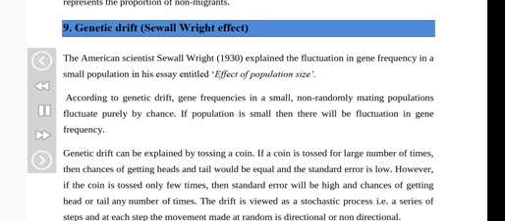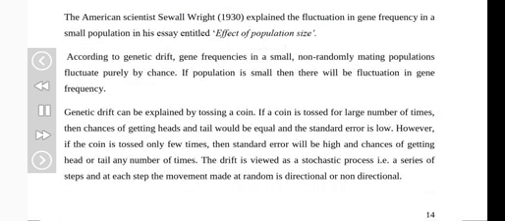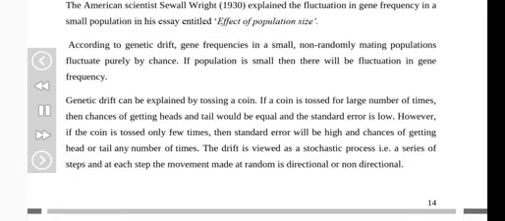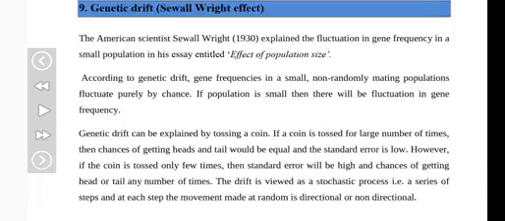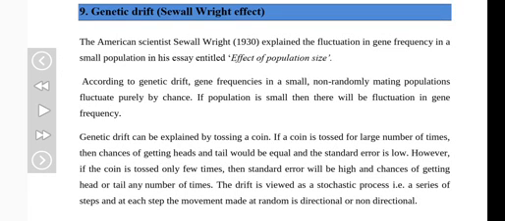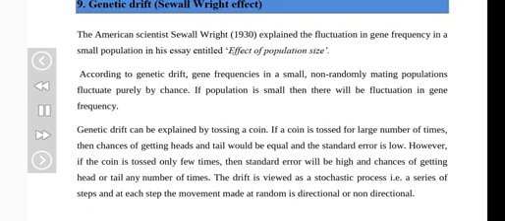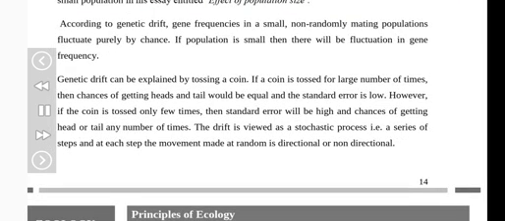However, if the coin is tossed only a few times, then the standard error will be high and there are chances of getting head or tail any number of times. The drift is viewed as a stochastic process, i.e. a series of steps, and at each step the movement made at random is directional or non-directional.